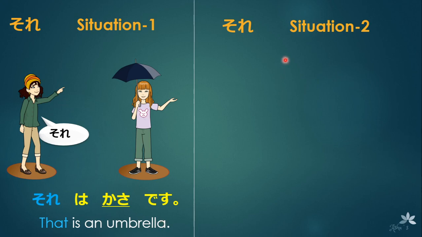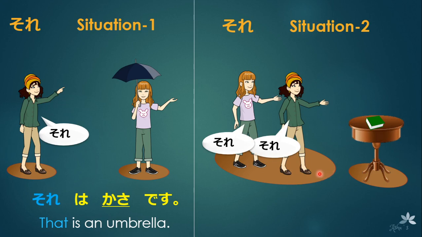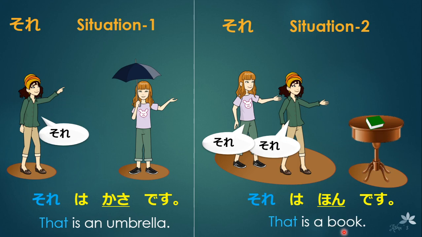In situation 2, both the speaker and listener share the same area and the object is a little far away from both of them. Here there is a book which is far away from both the speaker and the listener. In this situation, both will refer to the object as sore. So the sentence here will be sore wa hon desu. Sore wa hon desu. That is a book.